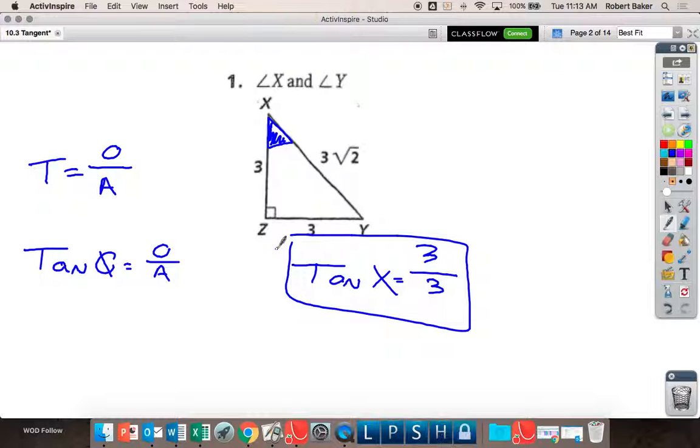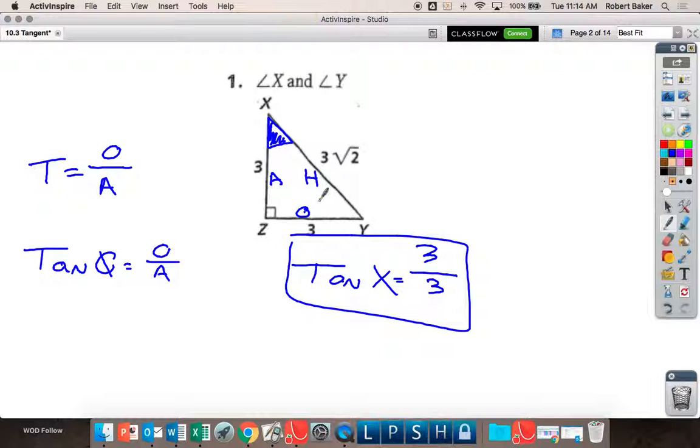Isn't 3 and square root of 2 also adjacent? No. Okay, so there's 3 parts of our triangle. There is an opposite side, there is an adjacent side, and this is the hypotenuse. I understand it is adjacent, but more specifically it is the hypotenuse. So you can go in there and label each one. This is opposite, this is adjacent, this is hypotenuse, and tangent is opposite side over adjacent side for angle x.